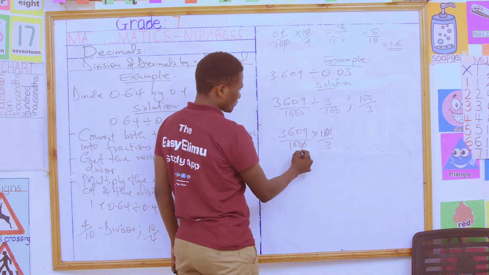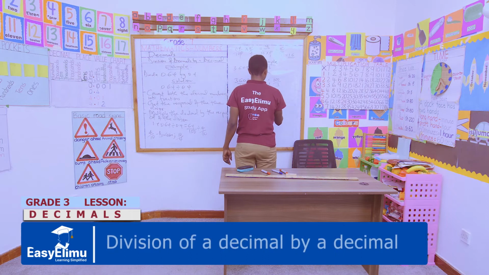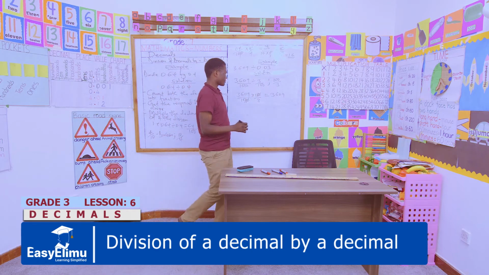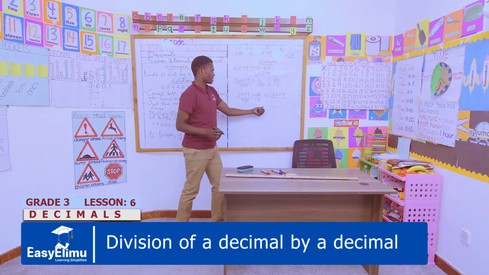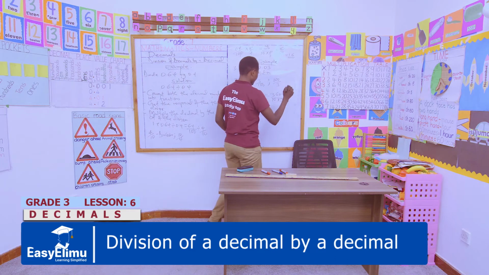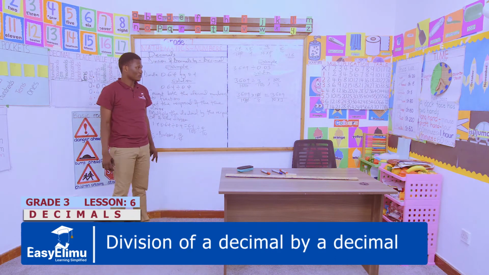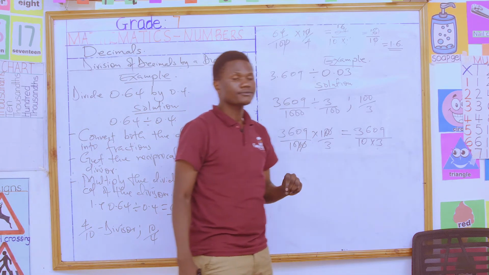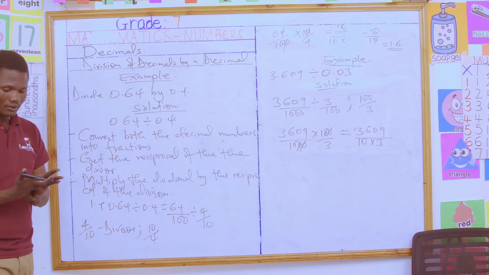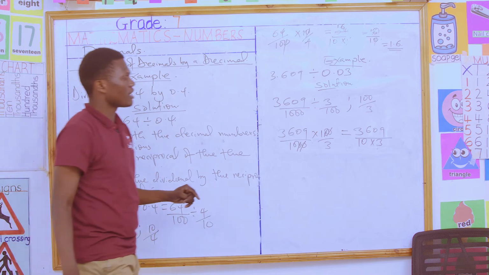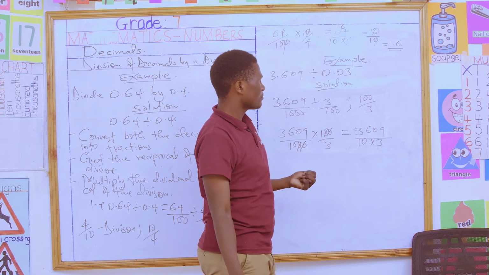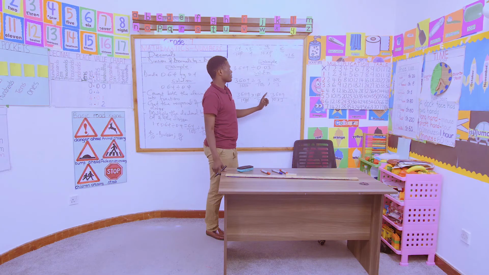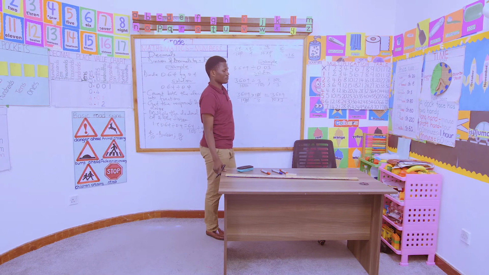So this and these zeros will cancel out such that we have 3,609 times 1. It's only remaining 1 here, so that doesn't change anything, over 10 times 3. Let us retain it the way it is, because we want to carry out a test on the divisibility test rule of 3. So what did we say is the divisibility test rule of 3? Yes, Angela? Correct. A number is divisible by 3 if the sum of its individual digits is a multiple of 3. So here we have the number 3,609. Let us test if it is divisible by 3.